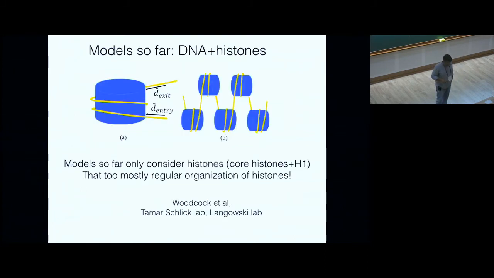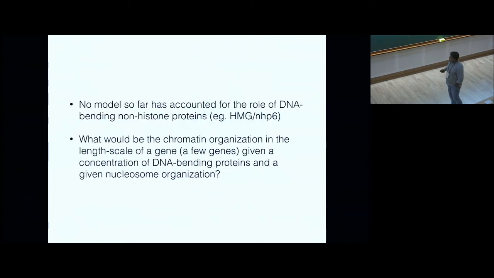We looked at these models for chromatin that predict various organization and structure, and we found that the models so far only consider nucleosomes, histones, and that too in a regular organization of histones. Once you consider that, you will immediately have this kind of zigzag-like picture. But in reality, we know that there are many other proteins. They can bind along the linker region and bend the DNA. So no model so far has accounted for the role of DNA bending non-histone proteins.